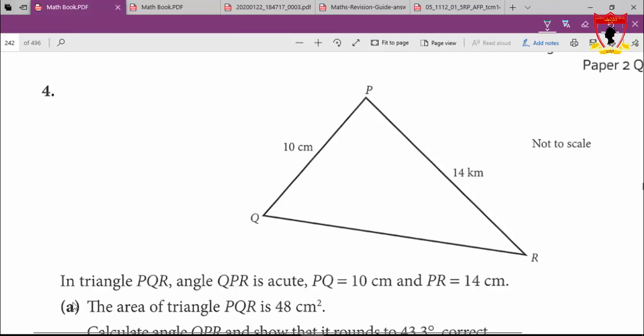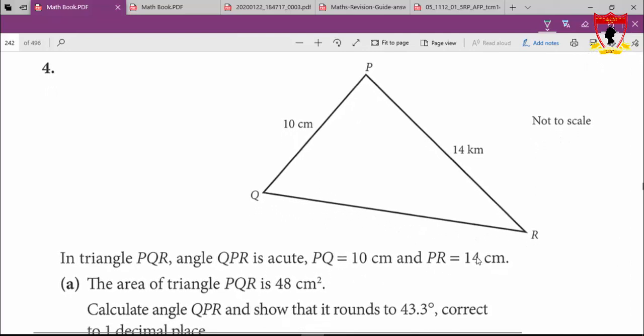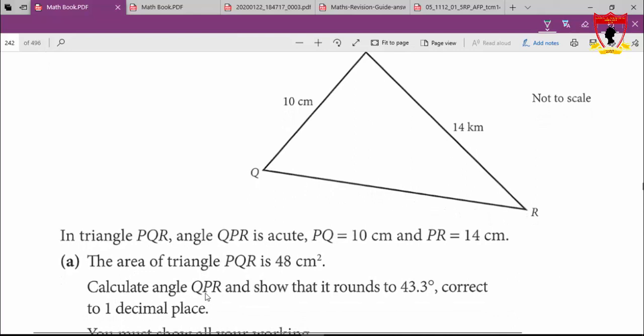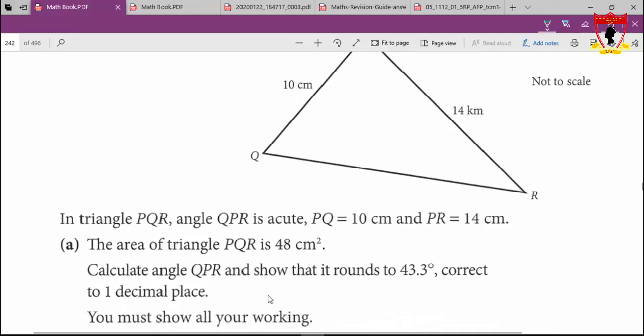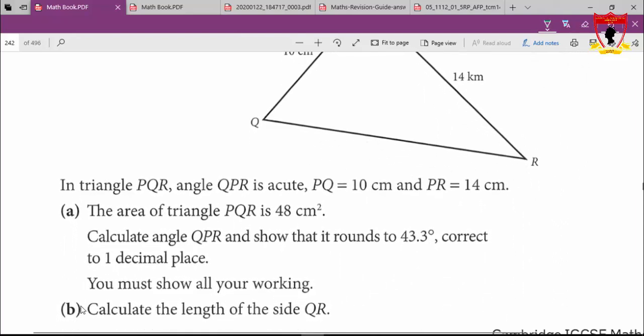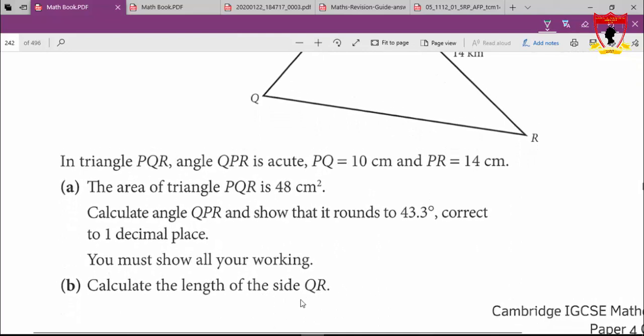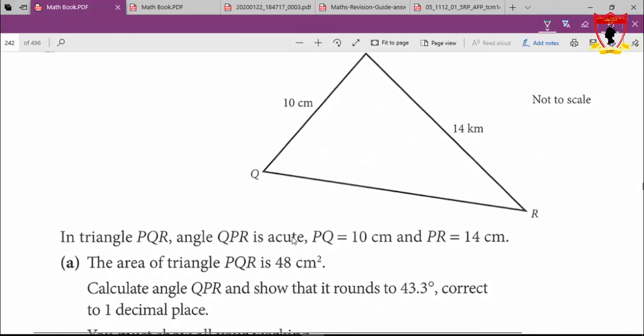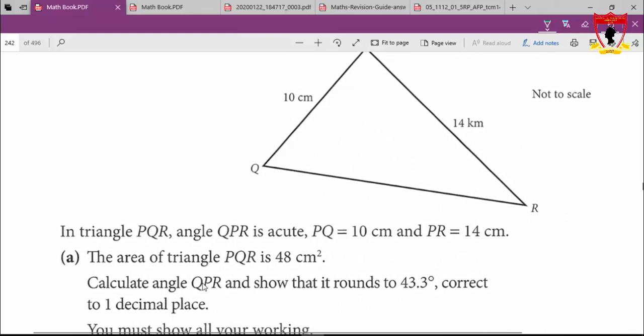Question 4. In triangle PQR, the side is 10, the side is 14. The area of the triangle is 48 centimeters square. Calculate angle PQR and show that it rounds to 43.3, correct to 1 decimal place. You must show all your work. Calculate the length of the side QR. Now, we don't know any of the angles, but the only clue here is the area of the triangle is 48 centimeters square.